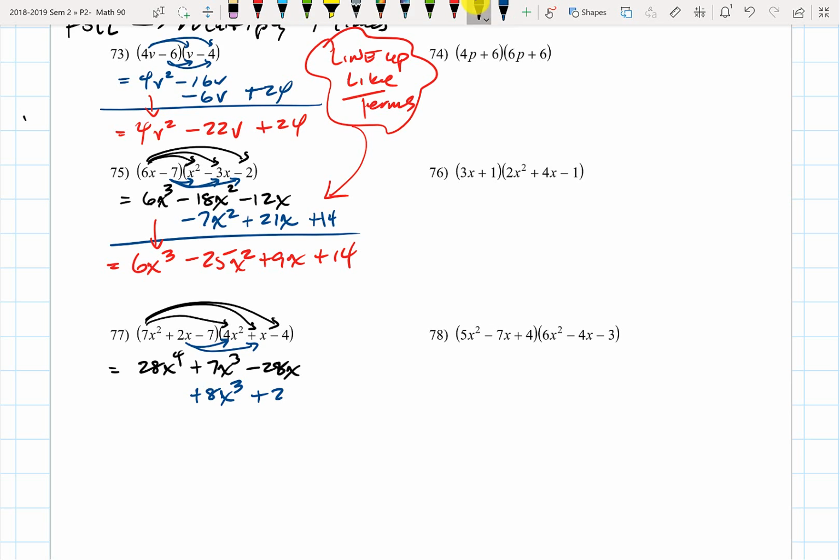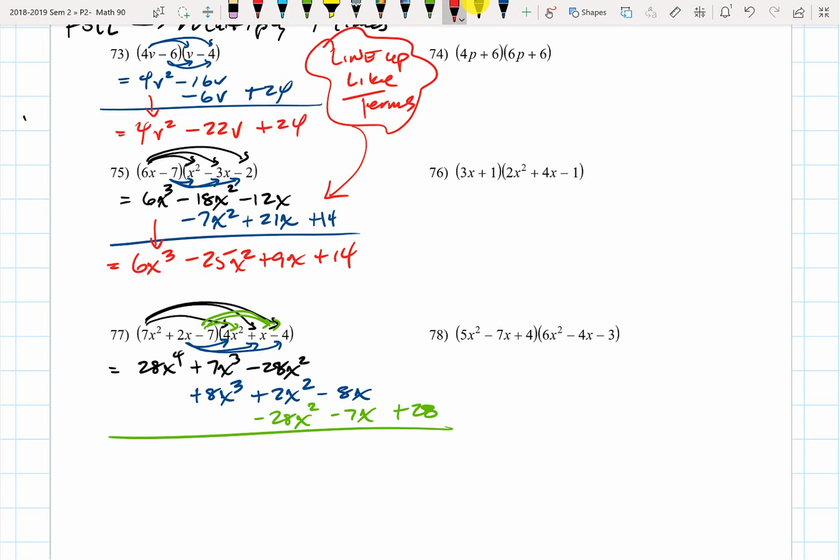2x times x is 2x squared. And then 2x times a negative 4 is a negative 8x. Okay, and lastly, distributing through the negative 7. So negative 7 times 4x squared is a negative 28x squared. Negative 7 times x is just a negative 7x, and then negative 7 times negative 4 is positive 28.